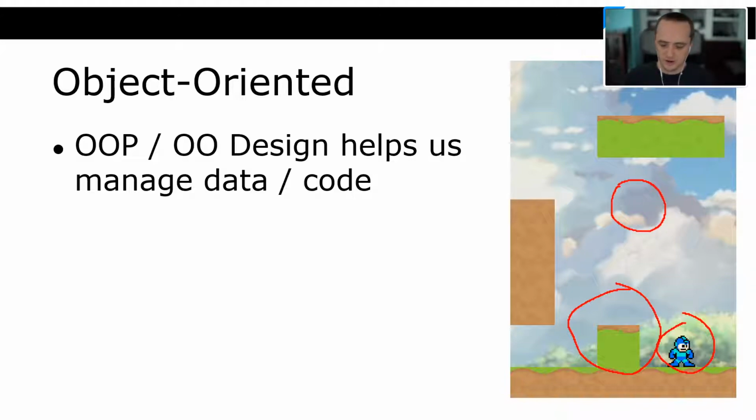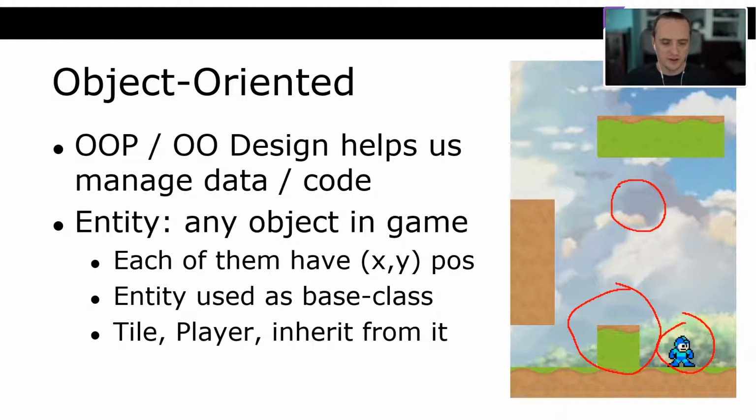Well, if we were doing that with object-oriented design, what we would have is that every entity in the game, so an entity would be any object, right? If we want to use this same analogy for entities being any object, then what we would do is use entity as a base class, and then we would have derived classes from the base class. So for example, every entity in the game might have an XY position. And so we'd have a base class called entity that would store an XY position.